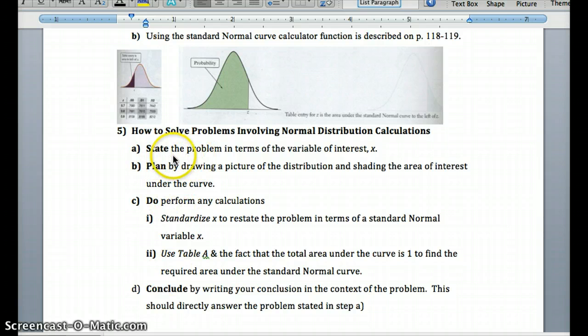State the problem in terms of the variable of interest, so defining the variable, and stating what it is we're trying to answer. Plan by drawing a picture of the distribution, meaning draw the normal curve and shade the area we're interested in. Do means perform any calculations and find the standard score, z. When we say standardize x, that means to calculate z, the standard score. Use Table A and the knowledge that the area under the normal curve is 1, just like any density curve, or you could use your calculator. Then conclude by answering the stated problem in the context of the problem, directly saying what it means in terms of the variable we're talking about, x, and the answer to our problem. State, plan, do, conclude.